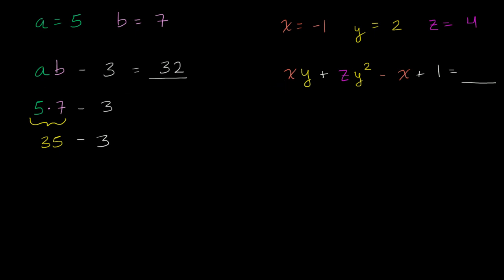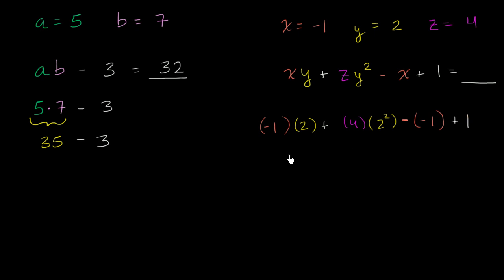So this is going to be equal to, x is -1, so it's going to be -1 times y. y is 2, so it's going to be -1 times 2. Plus z. z is 4. Plus 4 times y squared. y is 2. So it's going to be 4 times 2 squared. That's the y squared right over there. And then we have minus x. x is -1. Minus -1. And then we have plus 1.